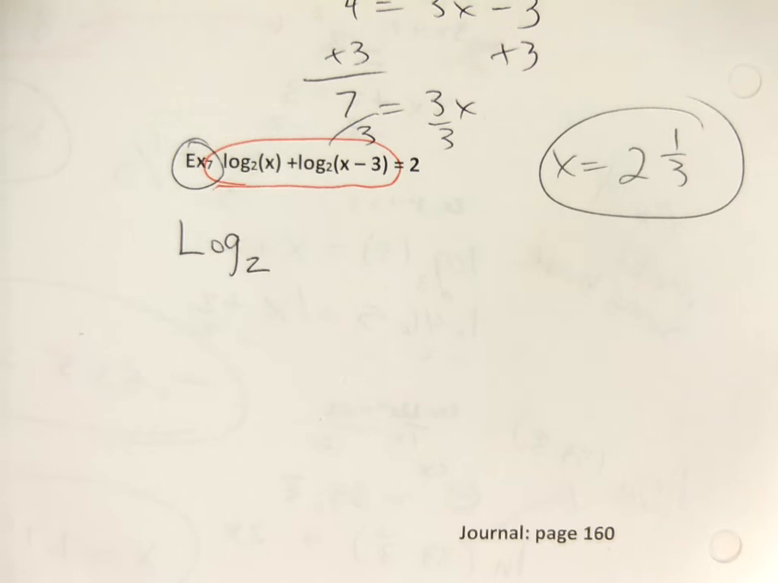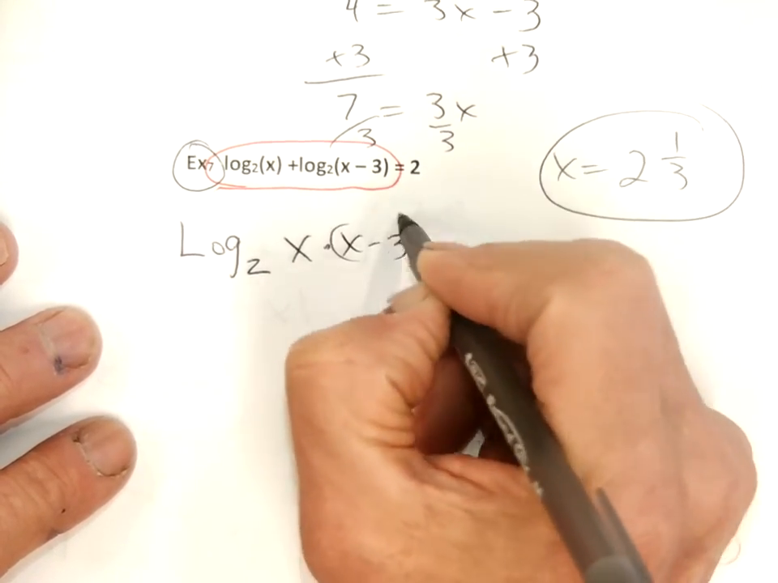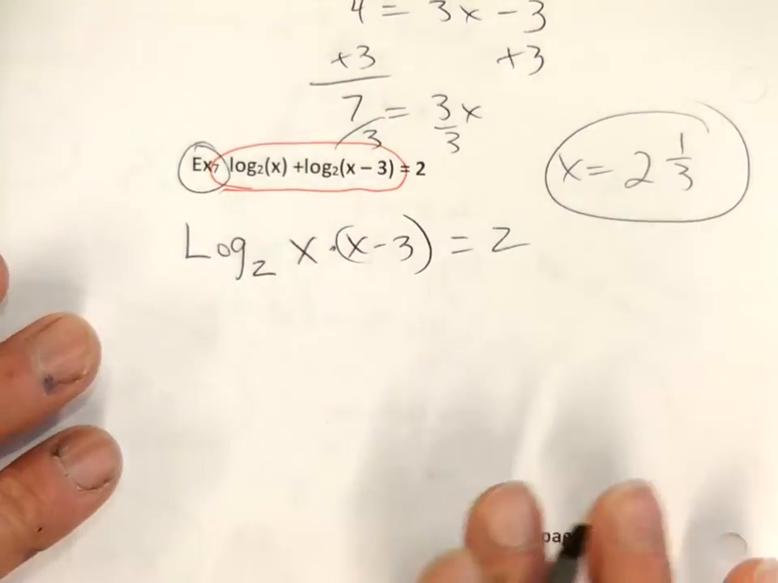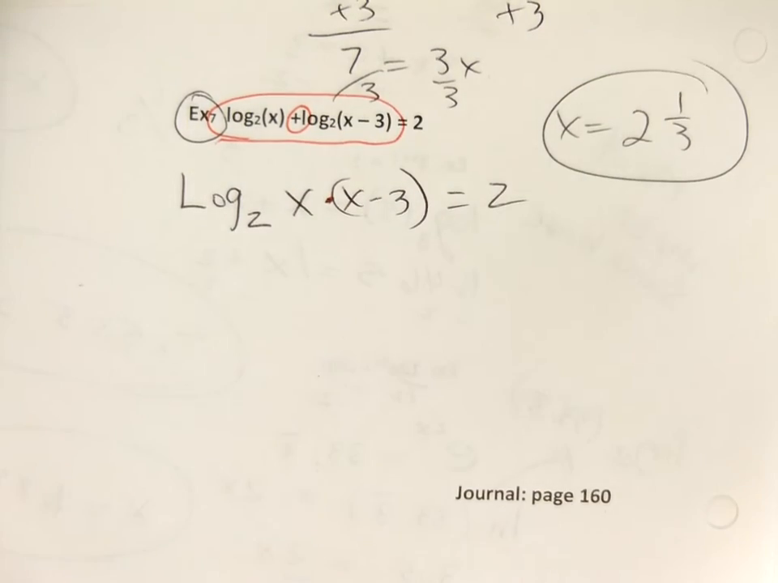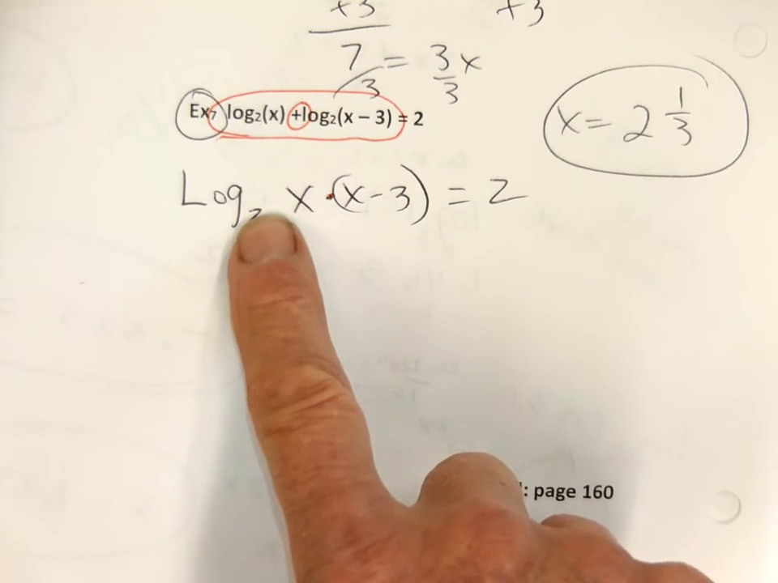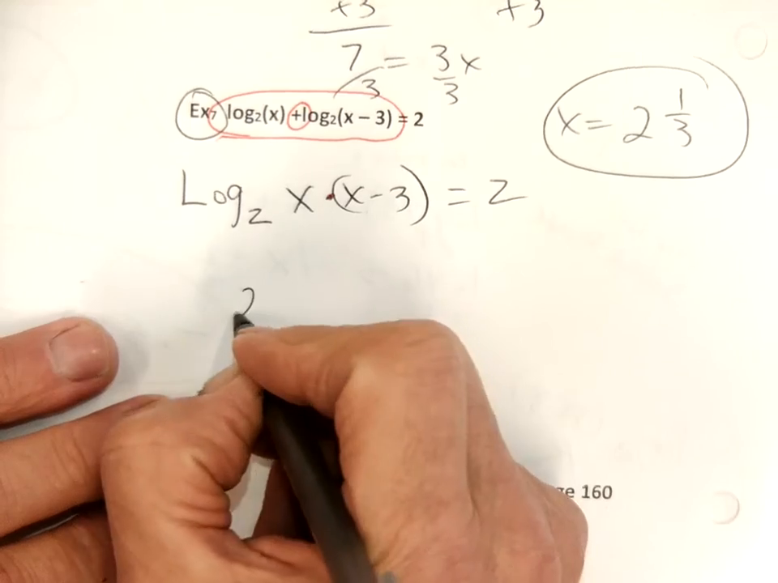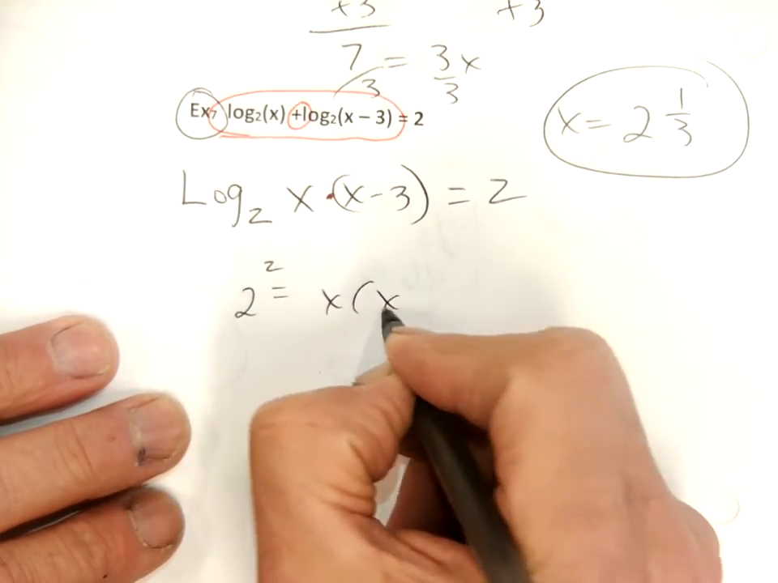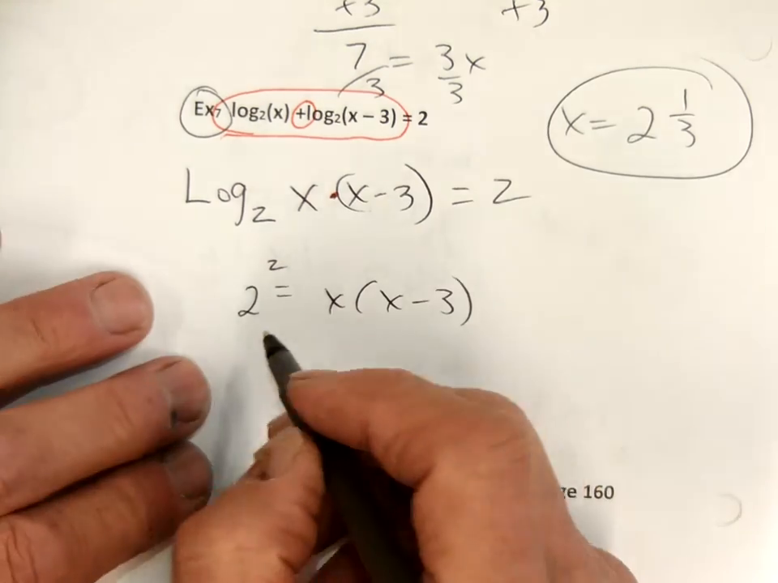So I'm going to rewrite this as log base 2 of x times x minus 3 equals 2. Here's my plus. I brought it together as times. Now, I'm going to rewrite this from log form to exponential form. 2 to the 2 power equals what's inside. So 2 to the 2 power equals x times x minus 3. Oh, it looks like algebra now. No more logs. Well, 2 to the 2 power is 4.